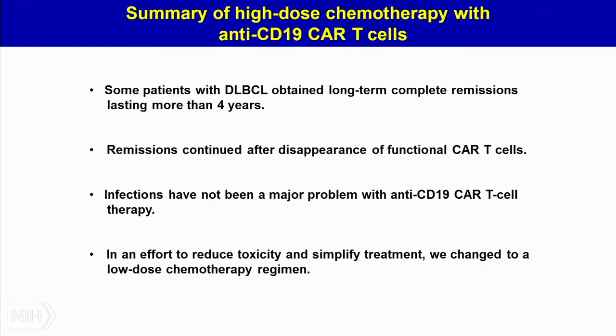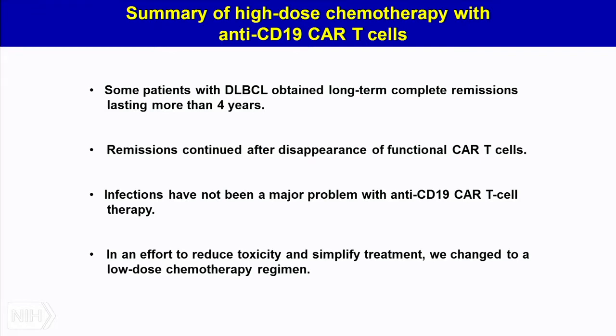So in summary, some patients with diffuse large B-cell lymphoma obtained long-term complete remissions lasting more than 4 years. Remissions continued after disappearance of functional CAR T cells. Infections have not been a major problem with anti-CD19 CAR T cell therapy. Out of these 4 patients, only 1 hospitalization was required for an infection. So infections have not been a major problem.